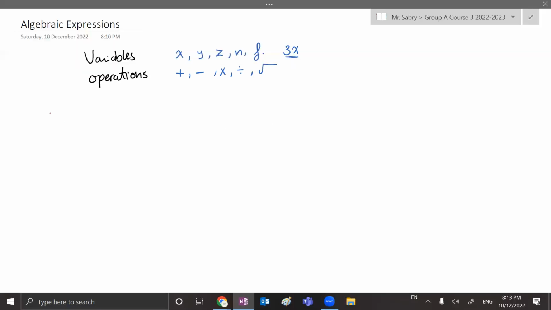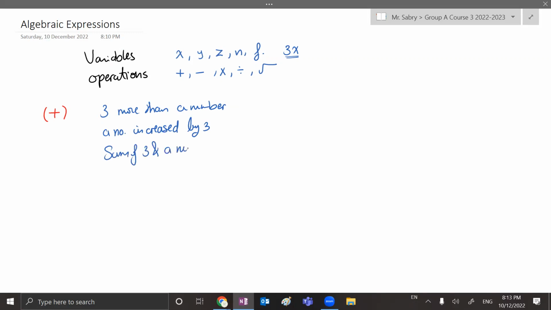So for example, if we just start with addition, if I want terms or words that represent addition, I say, for example, 3 more than a number, or a number increased by 3, or the sum of 3 and a number. All these three mean the same thing. They mean x plus 3.